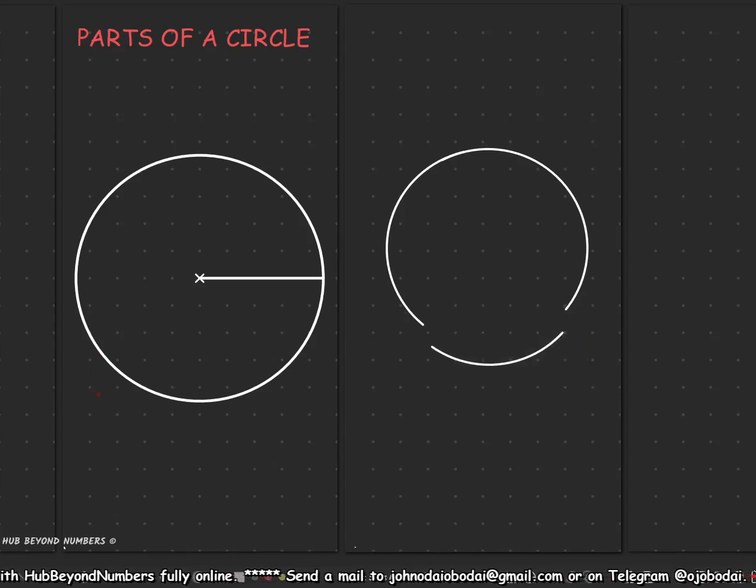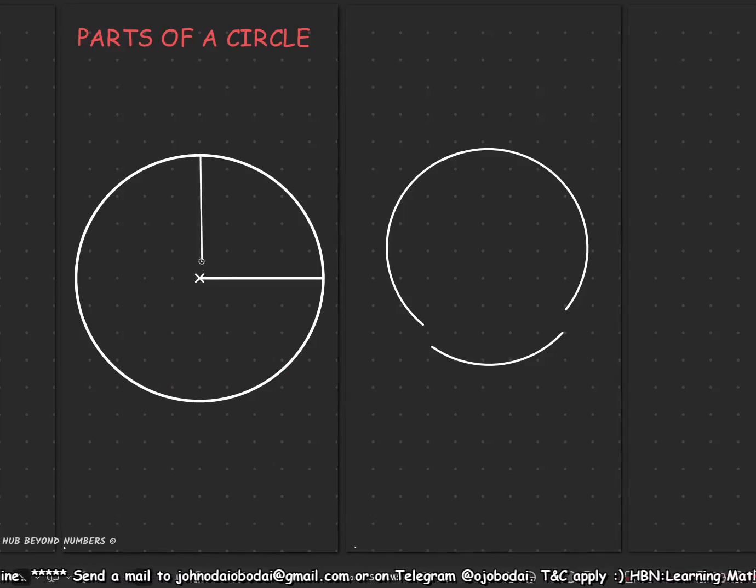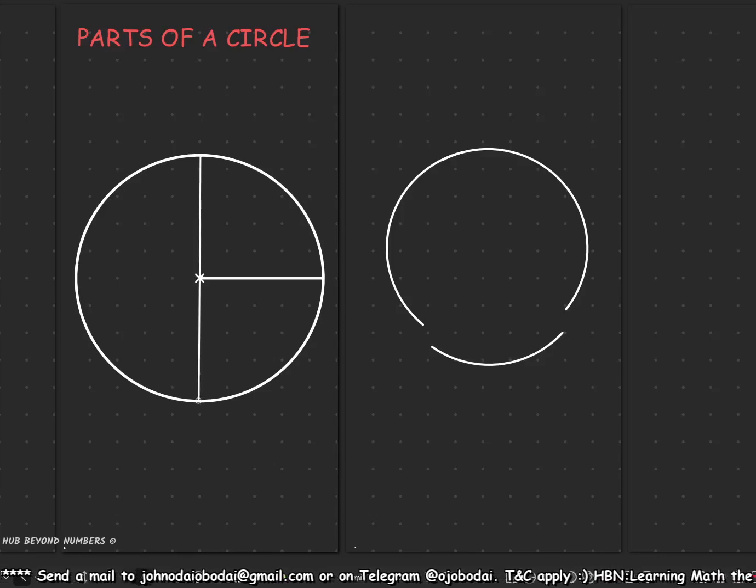Then we come to what we call the diameter. Now, the diameter is also a line that touches the center, but also touches two parts of the circumference. You see, it started from this part to this side and then passes through the center. All right, that is the diameter. The diameter can also be called a chord. We'll look at what a chord is in a bit.